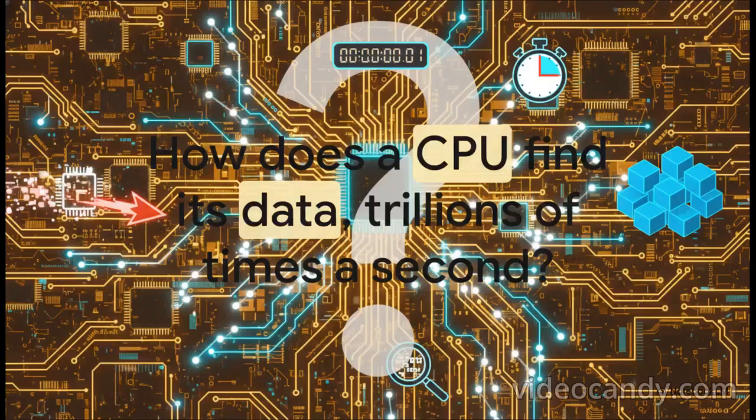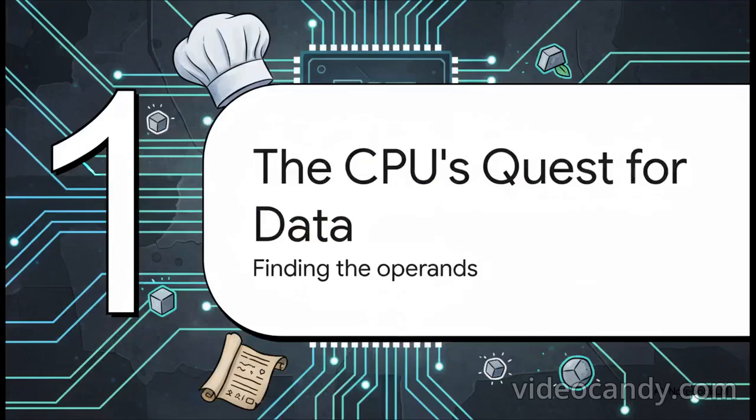How on earth does a CPU, moving at these unbelievable speeds, find the exact piece of information it needs right when it needs it? This isn't just a simple search. It's a high-stakes, high-speed data hunt, and it's happening trillions of times a second. It is the absolute foundation of everything your computer does.